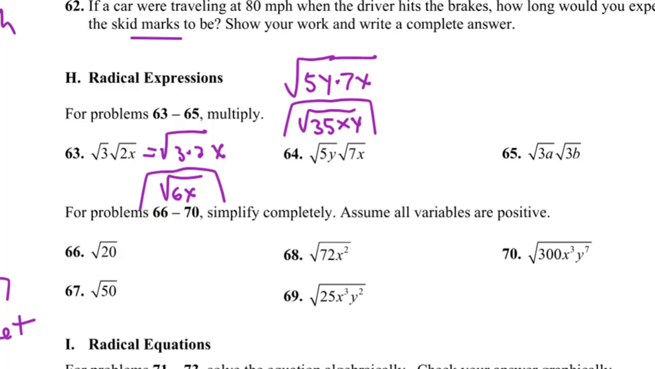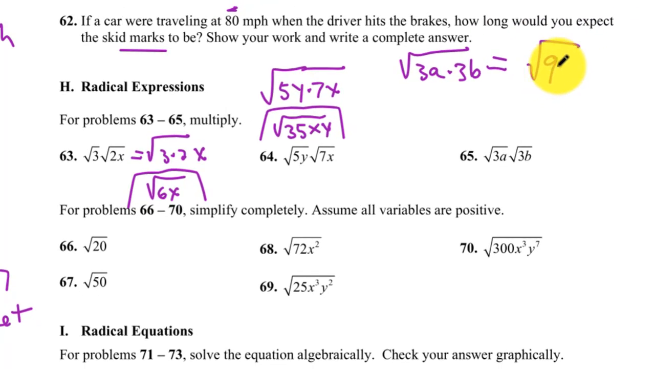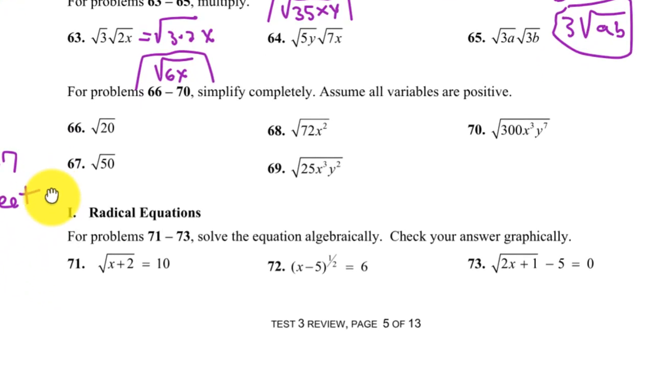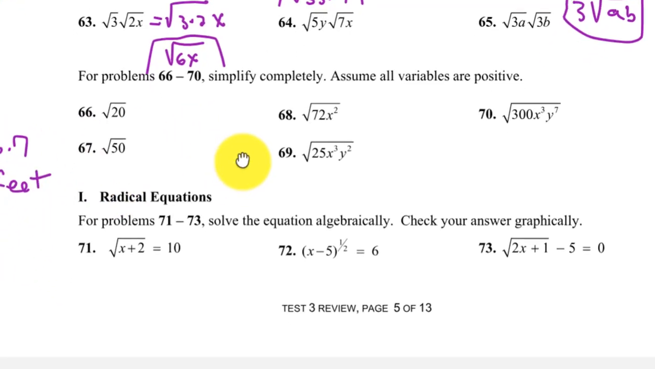So let's take a look at number 65. We can write all of this under the radical sign, right? So 3a times 3b. That would give me the square root of 9ab. And we know that the square root of 9 is 3, and we're still left with the square root of ab. So 3 times the square root of ab is the answer for number 65. Okay? Let's take a look at number 66.